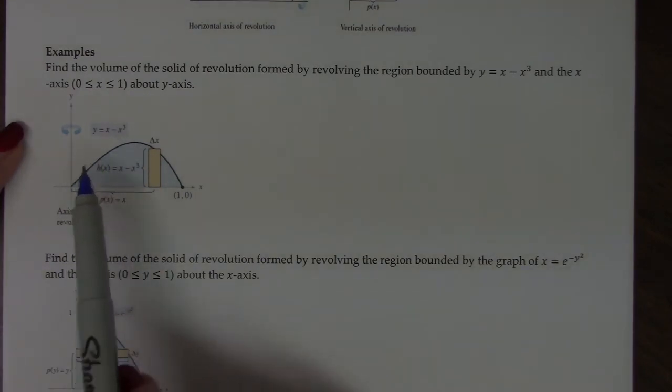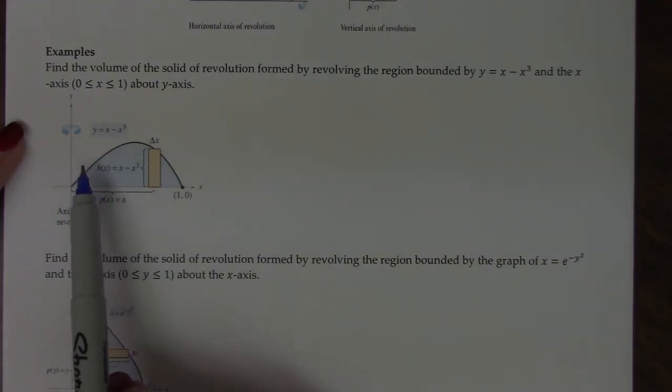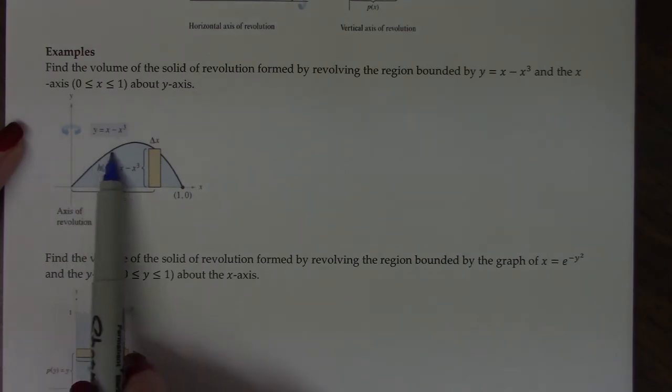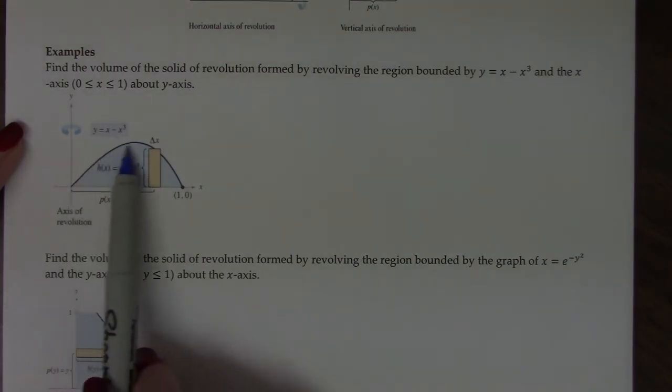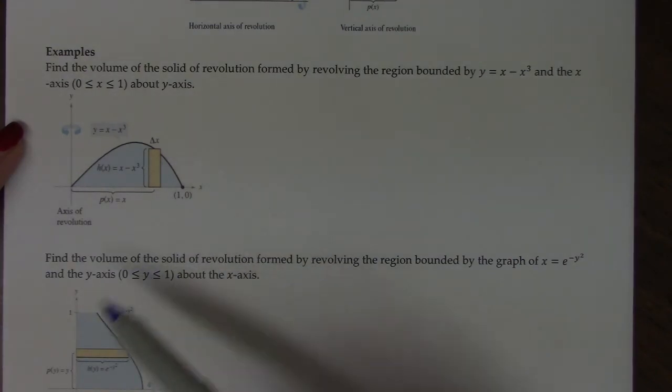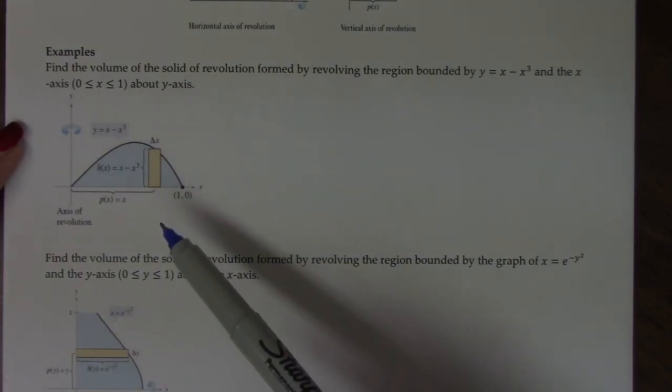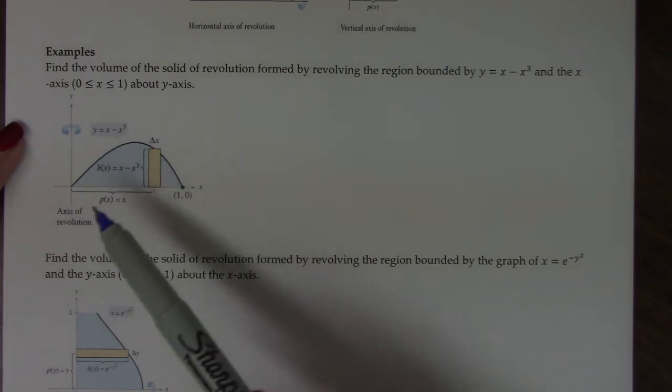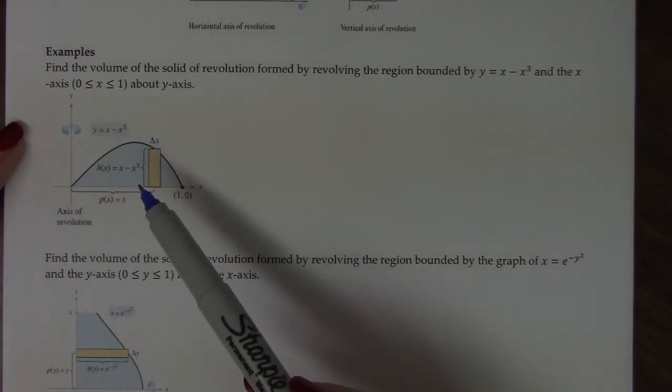If you tried to use the washer method to do this, you would have a problem. Because how do you define the inner radius versus the outer radius? Because it's all one solid line. So this is an example of a problem where you would have to use the shell method in order to find the volume of the solid. You wouldn't be able to do it using a disc or washer.